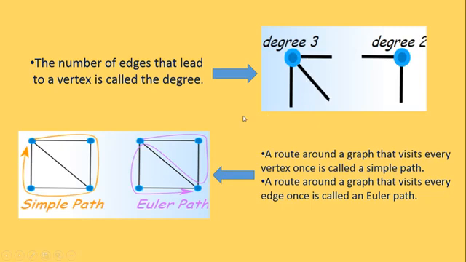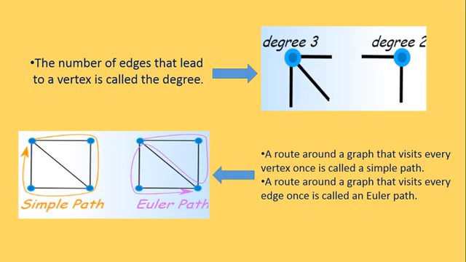A route around a graph that visits every vertex once is called a simple path. A route around a graph that visits every edge once is called an Euler path. Okay, imagine the lines are bridges. If you cross them once, you have solved the puzzle, so what we want is an Euler path. And here's a clue to help you.